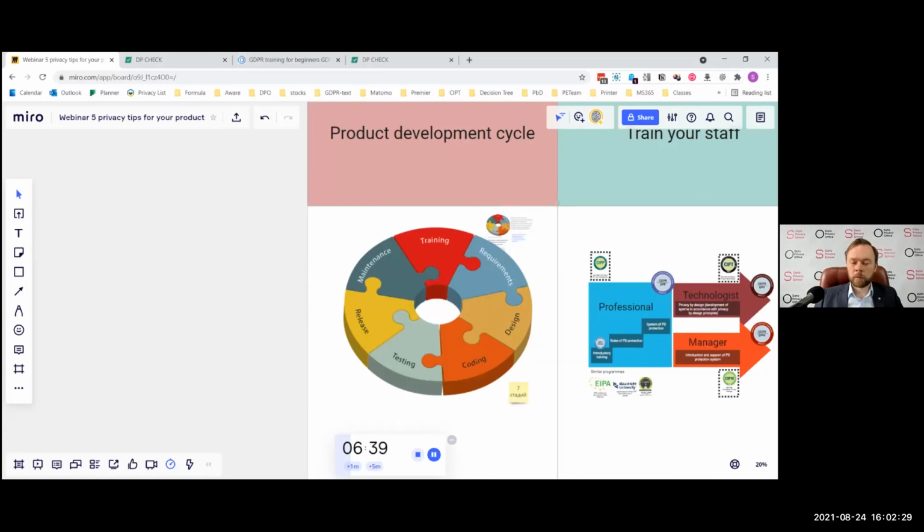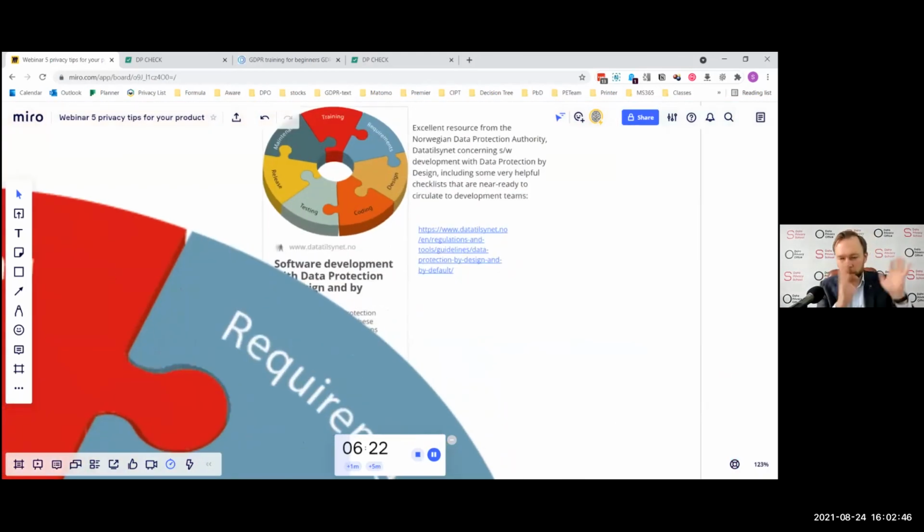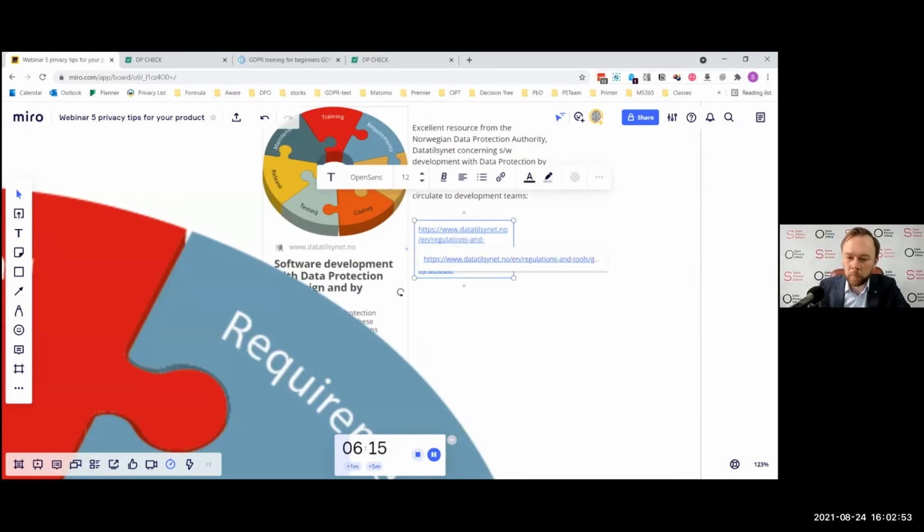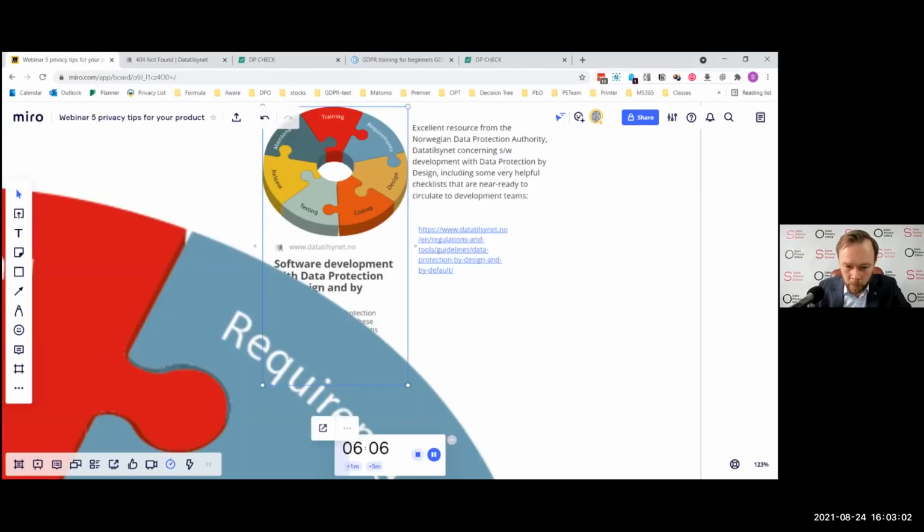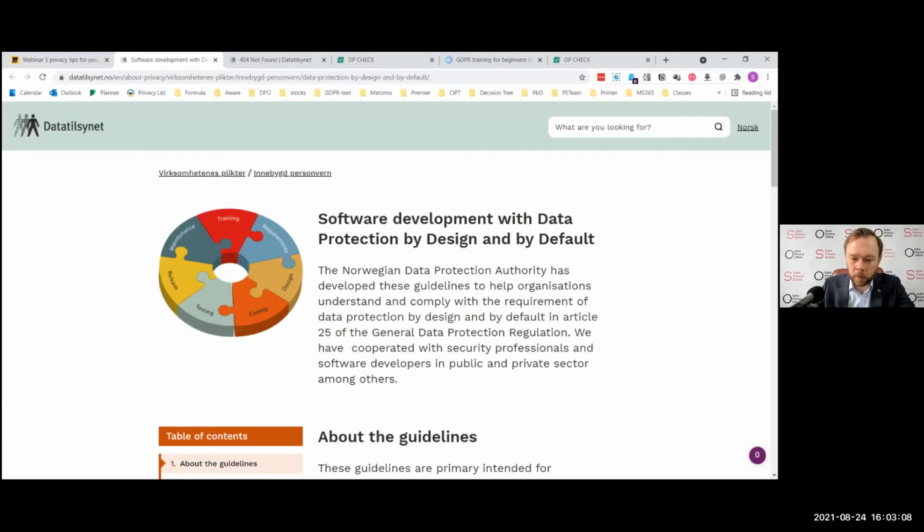He'll tell you that you have to keep information security up to date, you have to fulfill the rights, etc. And one of the things that is required by this vague word "adequate" is training. According to the official Norwegian supervisory authority, they have a guidance about software development with data protection by default and by design.